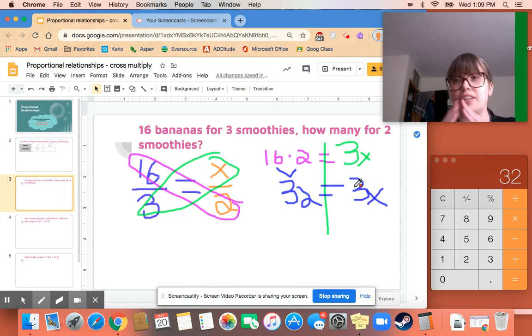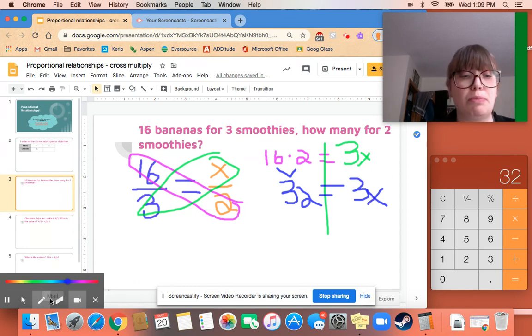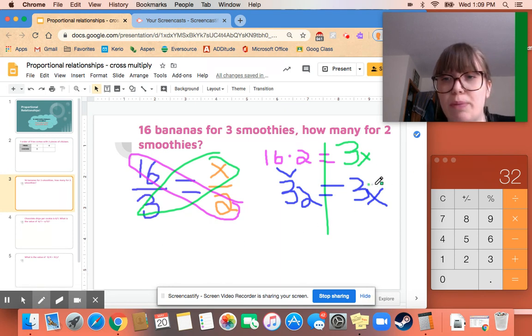I need to get x all alone. Now, this is back to solving equations. In order to get x all by itself, 3 times x, I have to get rid of the 3. What's the opposite of timesing? Dividing. So I'm going to divide by 3. 3 divided by 3 gives me just x. Whatever I do on one side, I have to do on the other. 32 divided by 3.